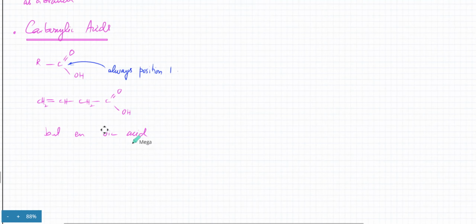So if it's but-, the double bond is at position number 3, because you're going to start your counting from this side, 1, 2, and this would be 3. So it's going to be but-3-enoic acid, and you can put them together. Okay, is this clear? Rida?